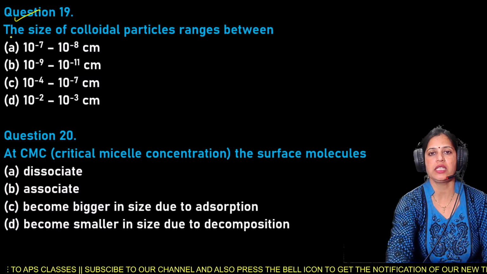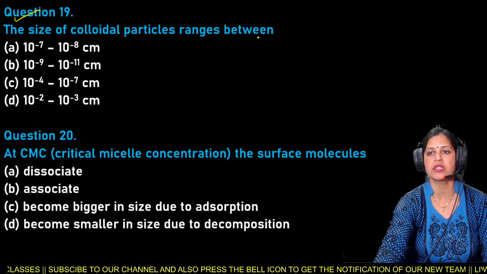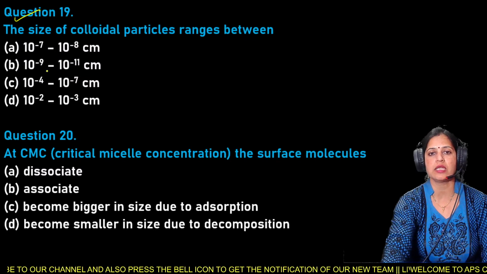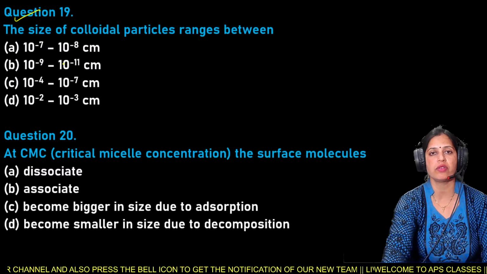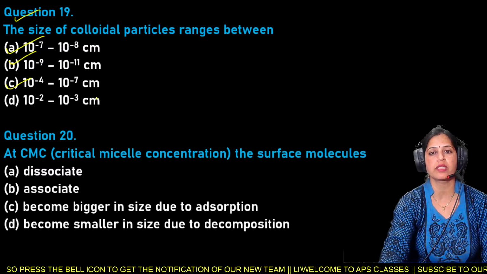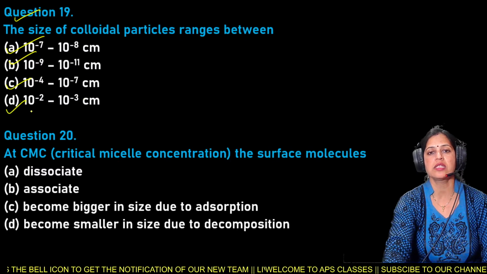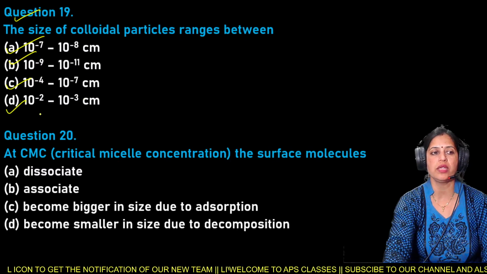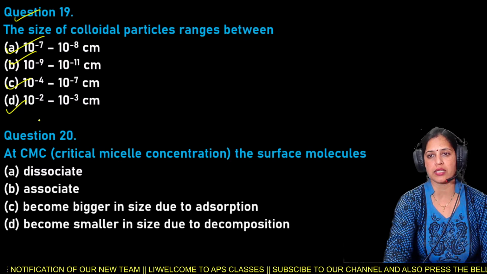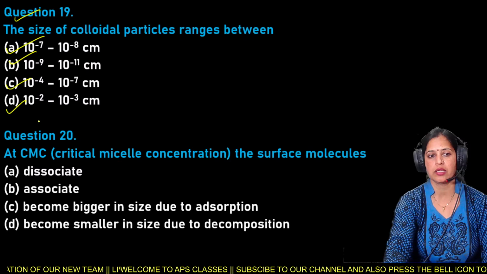Next is the question number 19. The size of the colloidal particles ranges between A, 10 raised to power 7 to 10 raised to power 8 centimeter, B, 10 raised to power 9 to 10 raised to power 11 centimeter, C, 10 raised to power 4 to 10 raised to power 7 centimeter, and the last is D, 10 raised to power 2 to 10 raised to power 3 centimeter. So what is the size of the colloidal particles?